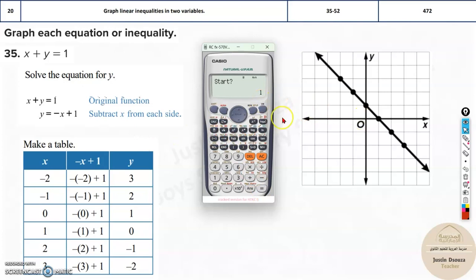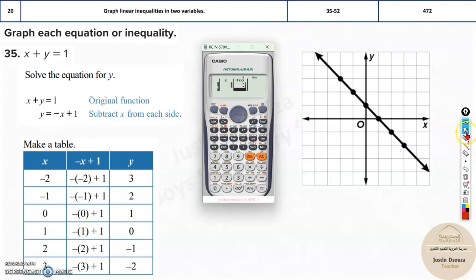Which value of x do you want to start? Let me take minus 3. And where do you want to end? Let's take positive 3. And what is the step? Let me get 1. If you put 0.5, then you'll get negative 2, negative 1.5, negative 1, and so on. Every difference between each value will be 0.5. Let's put 1 on this step and look at the table. Negative 3 is 4, negative 2 is 3, 2, 1. You can see all the answers will match. So you can easily get the table from the calculator.